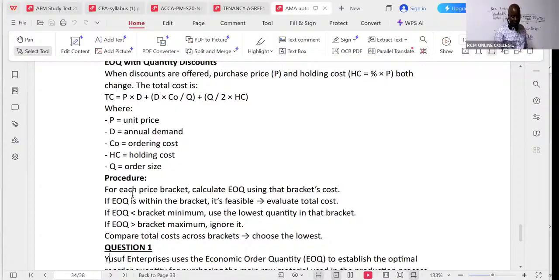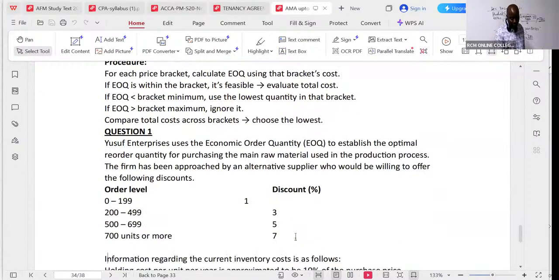That's number one. If EOQ is within the bracket, it's feasible. Evaluate the total cost. If EOQ is less than the bracket minimum, use the lowest quantity in that bracket. If EOQ is more than the bracket maximum, ignore it. Then you compare the total cost across brackets and choose the lowest. I'm 100% sure nobody has understood this yet. You shall only understand this when I do the question down here.